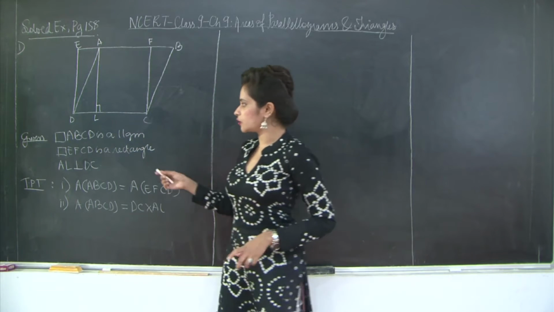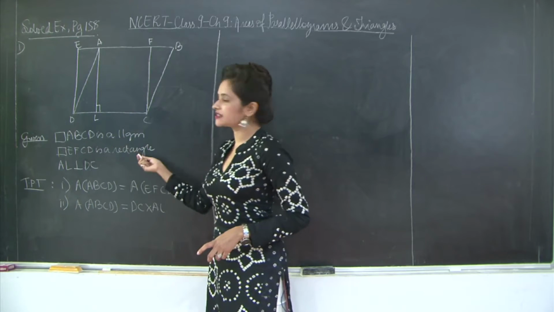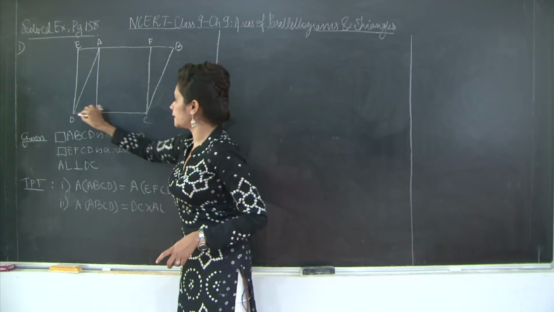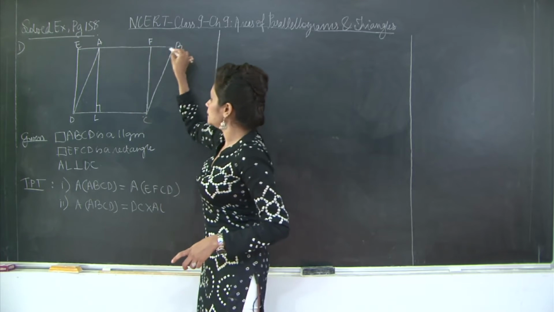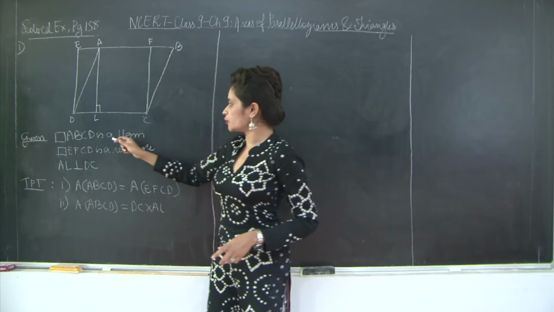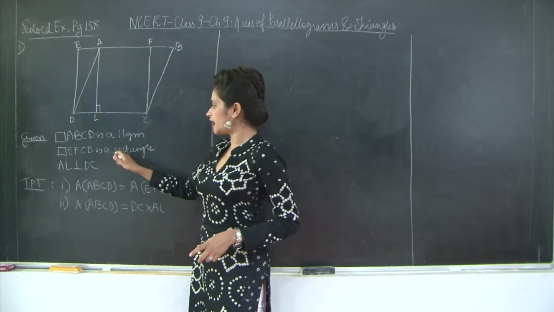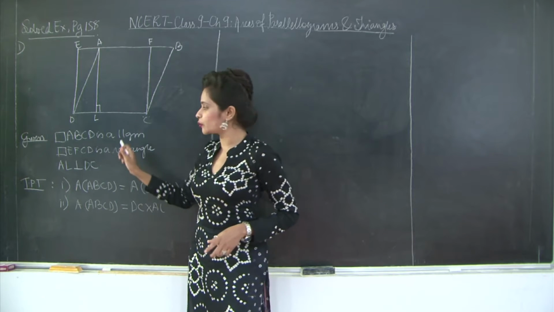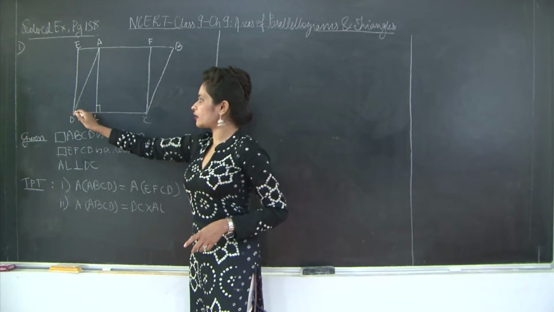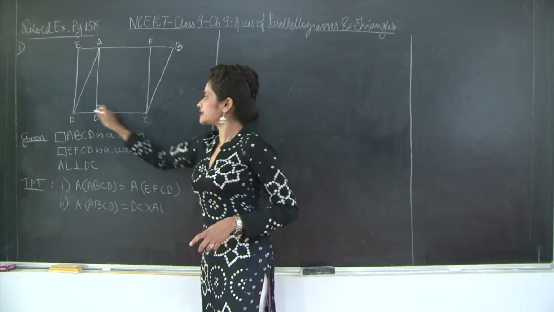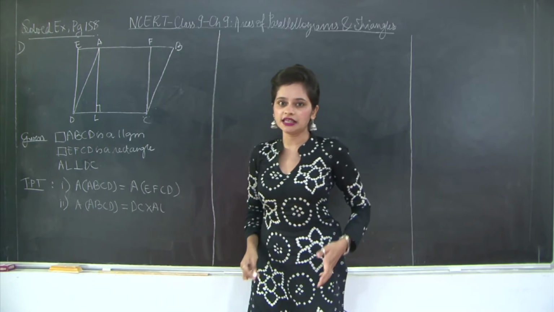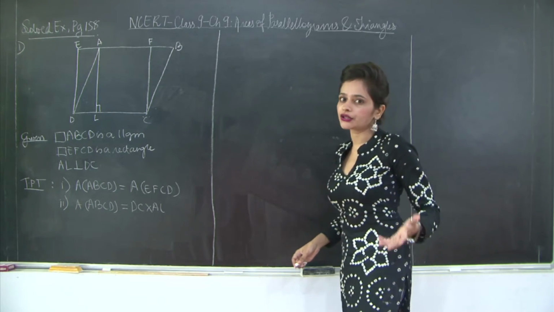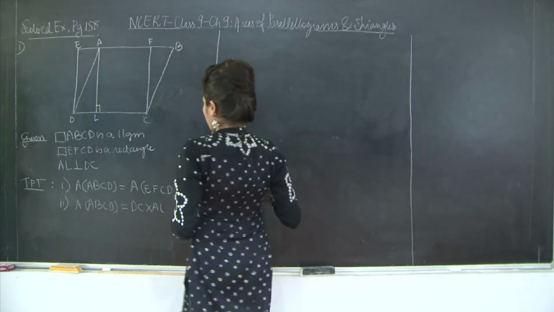So now if you take a look at ABCD and EFCD, they lie on the same base DC and between the same parallels EB and DC. Also you have one parallelogram out here and we know that rectangle is a parallelogram. So we have two parallelograms that are lying on the same base DC and between the same parallels DC and EB. Therefore the areas are going to be equal, which is what we learned in theorem 9.1. So let's write this down.